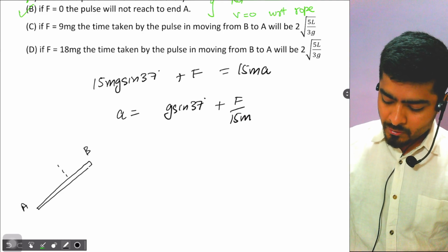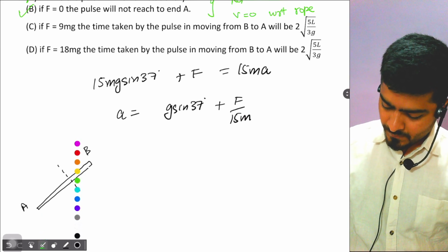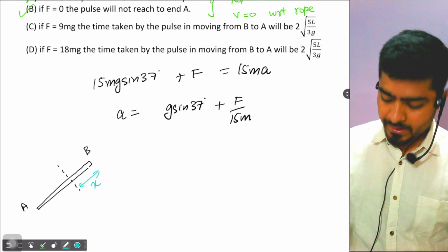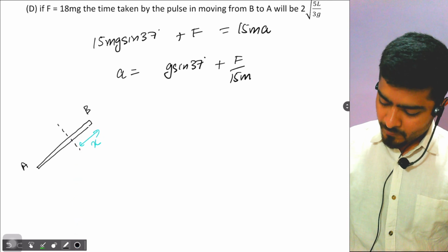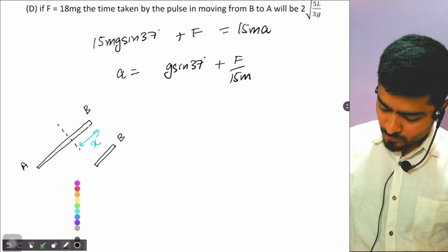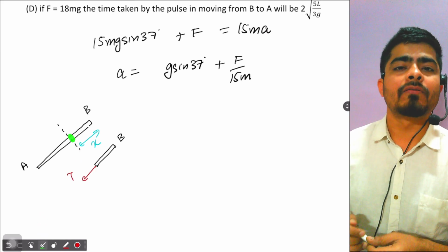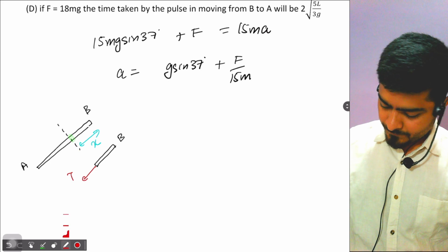Now I cut the rope with an imaginary cross section over here at distance x from end B. Then for this section, what is the tension over here? Tension at this cross section will be how much? Very easy to calculate.